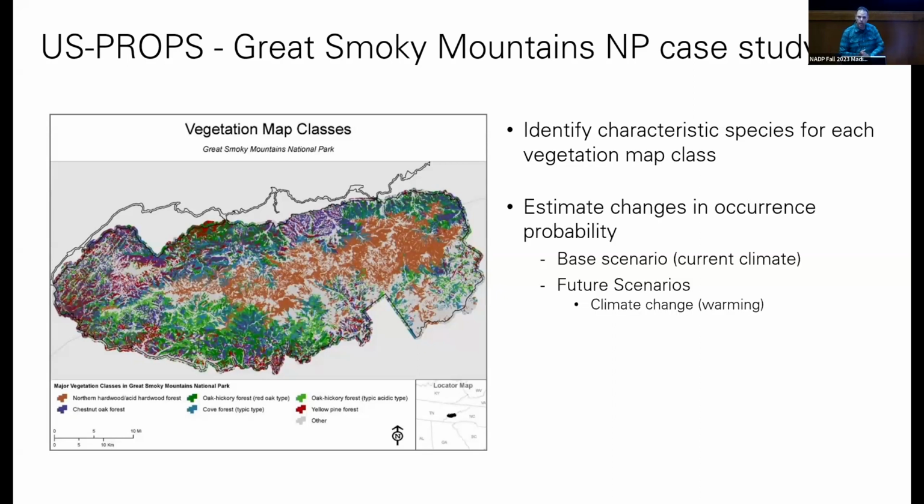And so then we used the PROPS models to estimate changes in occurrence probability for these characteristic species. And we did that under a base climate scenario of ambient climate conditions. And we also evaluated future scenarios of climate change. We're mostly focused on looking at warming at this point.